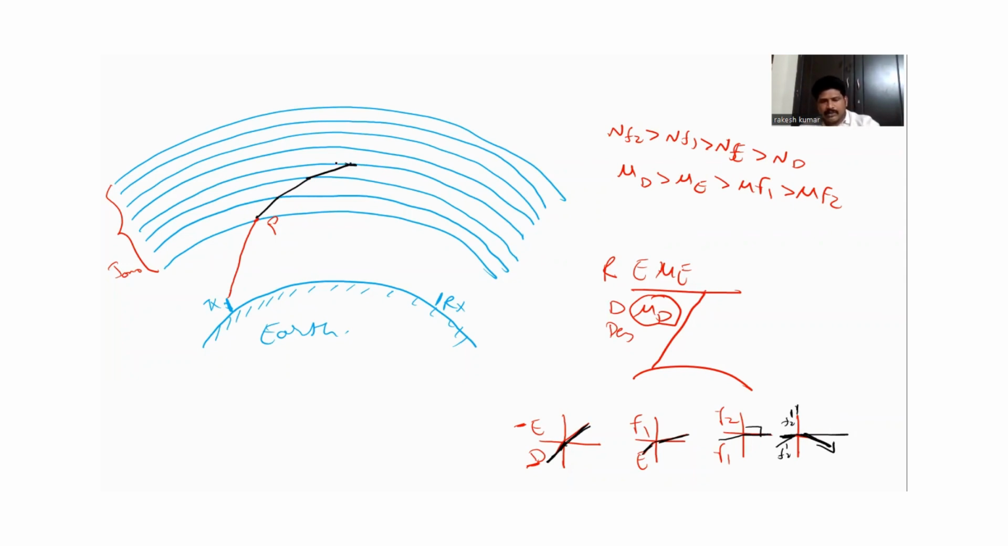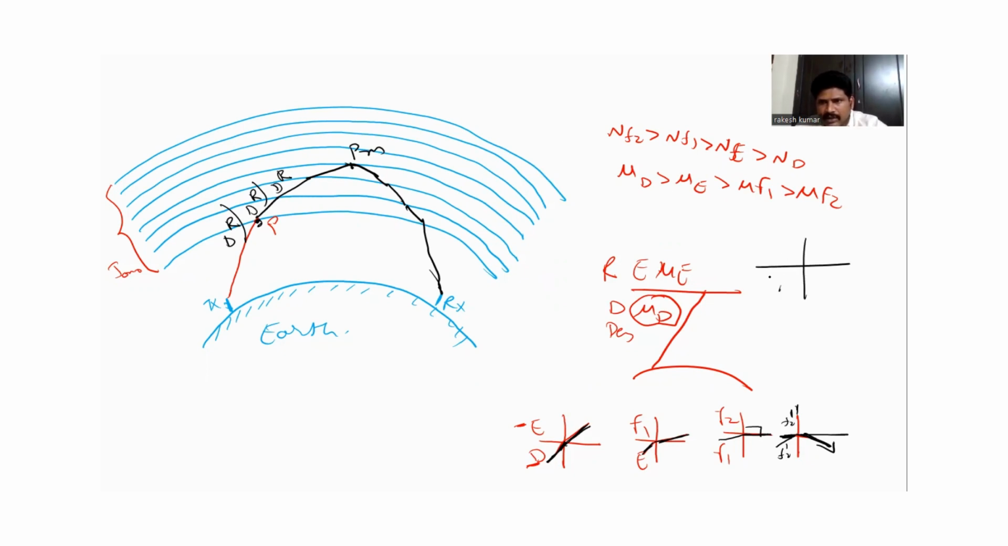At one point it will become the critical frequency. The wave starts reflecting and coming back to the receiver. As the wave enters from the denser medium to the rarer medium at point P, it deviates more and more, and a point will be reached where it travels parallel to the earth. That is the critical angle.